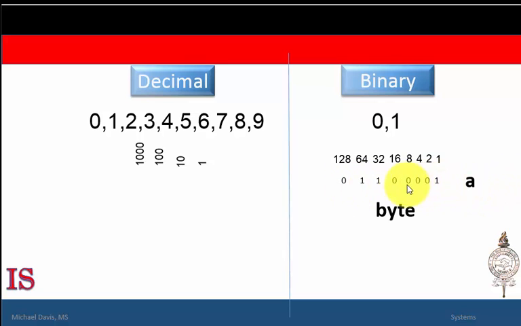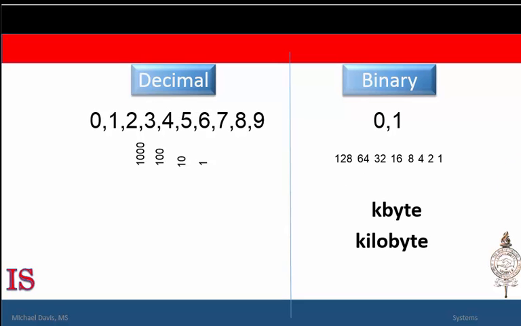Lowercase a, 1, one less 0, and 2 ones and a 0. So a bit is a single 0 or 1, and a byte is 8 of those. A kilobyte is 1,000 bytes. A megabyte is 1,000,000 bytes. A gigabyte is 1,000,000,000 bytes, and a terabyte is 1,000,000,000,000 bytes.